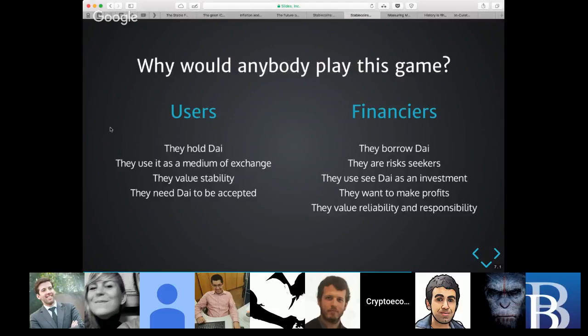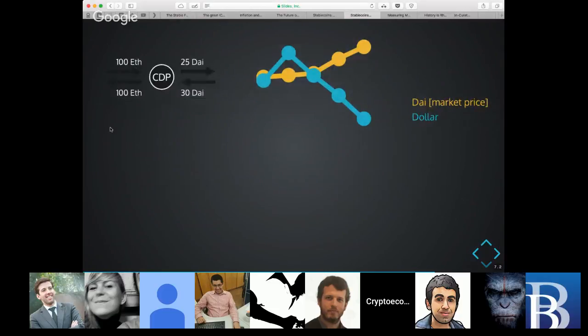Okay, so how is that a profitable game to actually make the token stable? Well, we will see here two situations. One is where the DAI is below the dollar itself, and another one is the opposite, where the DAI price is above the price of the dollar. By the way, at the moment, what they have chosen as a stability reference is the price of the dollar.